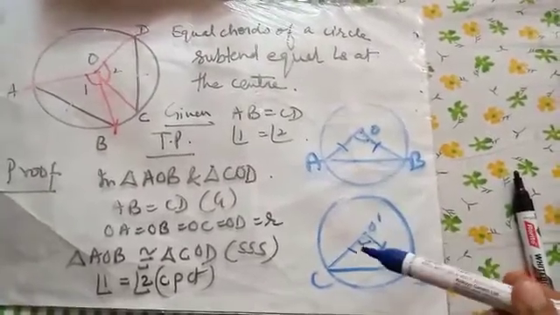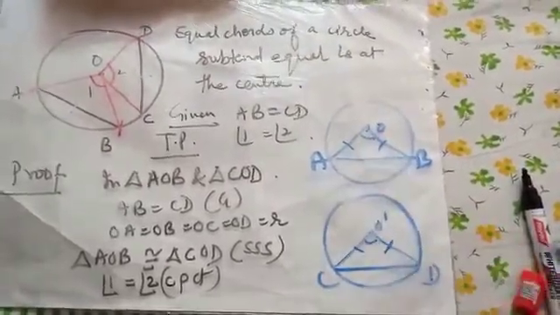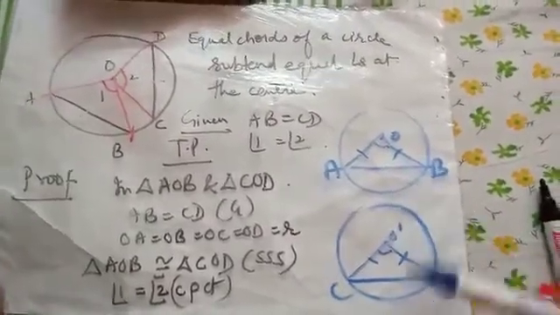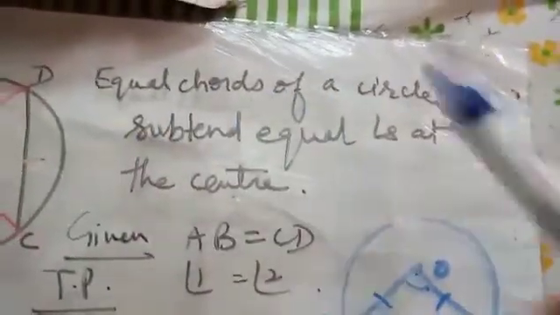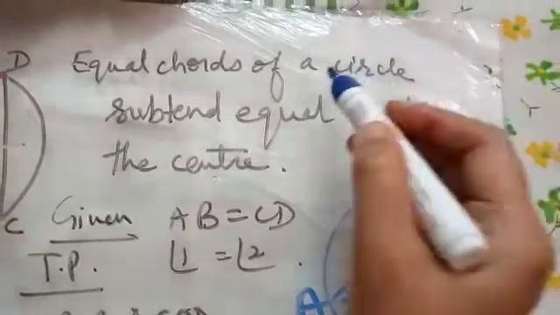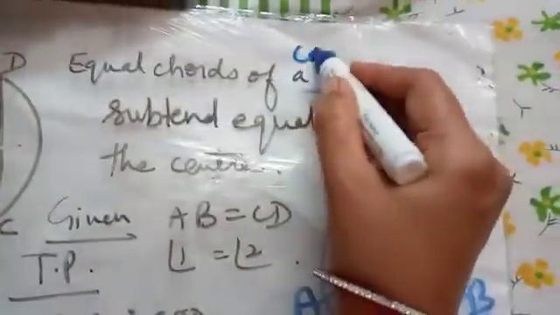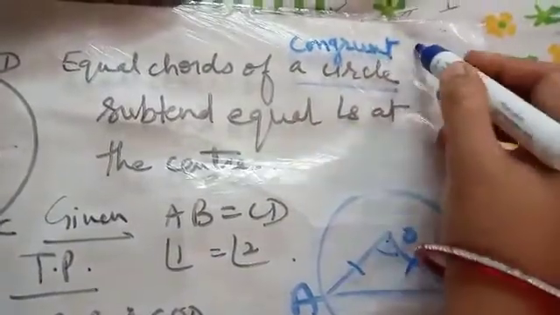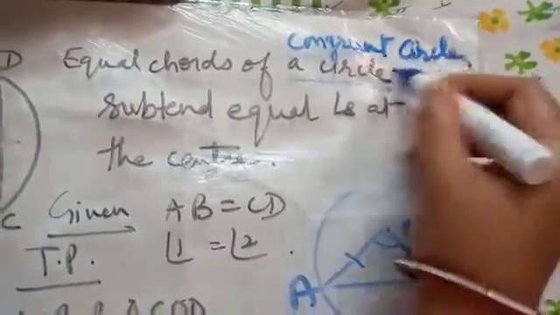So how should the different circles be, whose radius is the same? And what do I mean by this? I mean that the circles are congruent. So in this same question, instead of equal chords of a circle, we can write equal chords of congruent circles. If the circles are congruent, then also this is true.